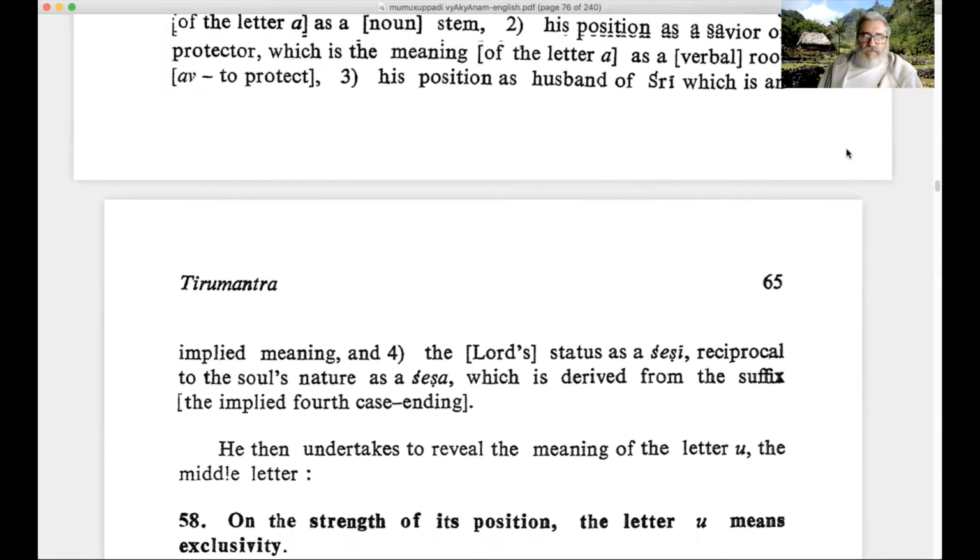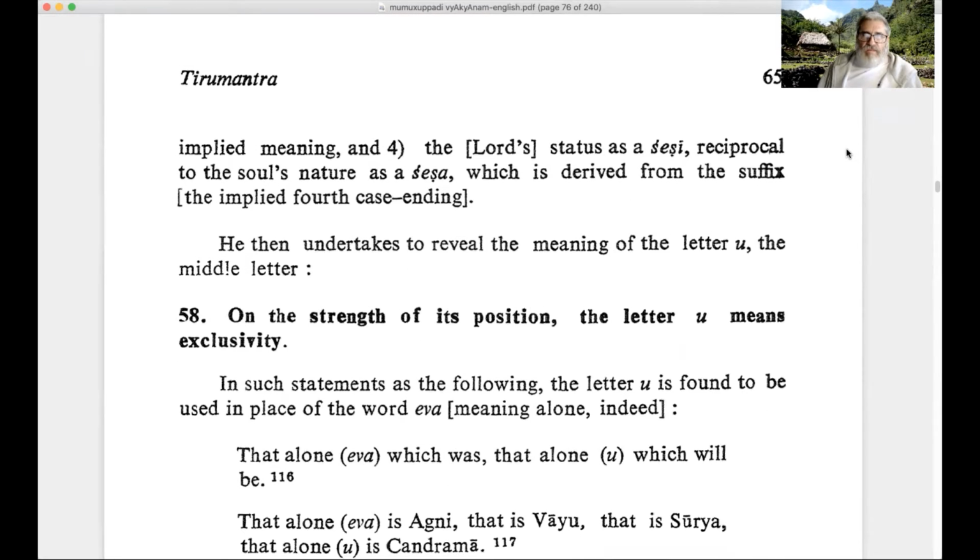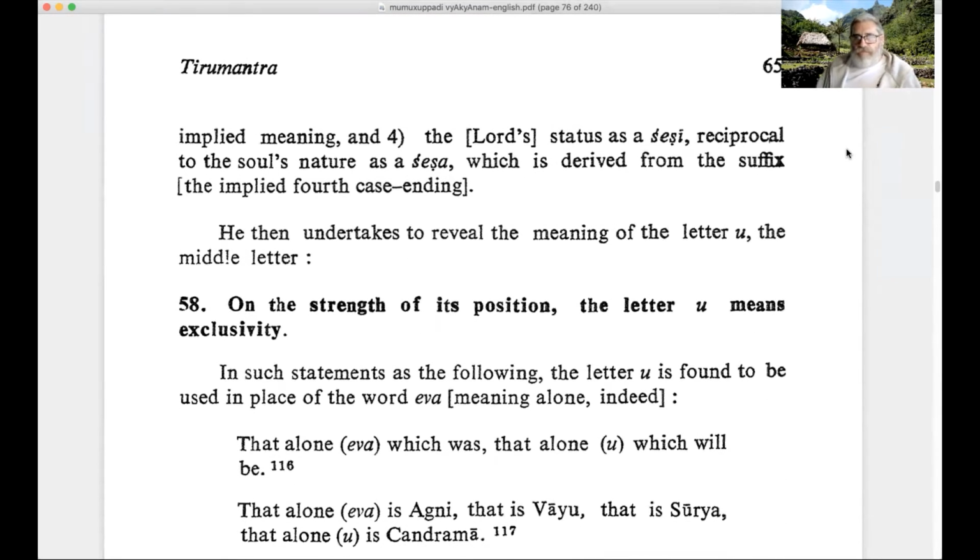And the fourth meaning that was coming out of the letter A, that was being brought out by the Acharyas here, is the Lord's status as what we call Sheshi, or the master, and therefore the reciprocal status of everything else as being his servant. The sentient beings, the souls, the Chaitanas, right, as being his servants. And actually, the material nature also serves him. So everything else serves him.